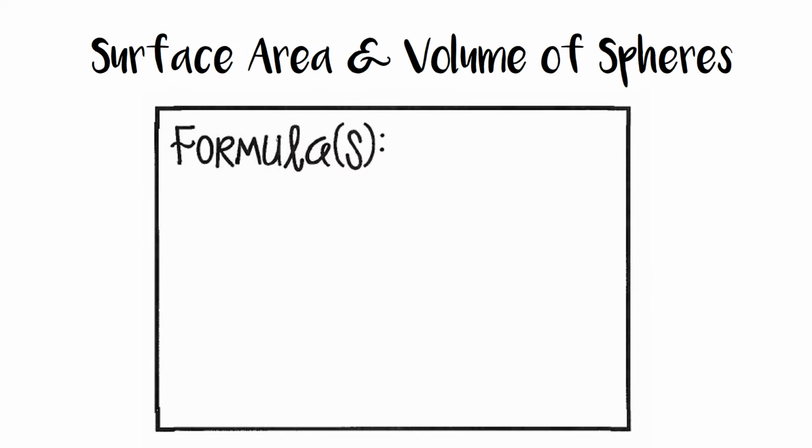your notes with. Okay, so like we've been doing throughout this entire unit, we're going to start with some formulas for surface area and volume. So this whole flap is about spheres, or like the 3D version of a circle. So the surface area is 4 pi r squared, where r is the radius, and the volume is 4/3 pi r cubed, where r is also the radius.